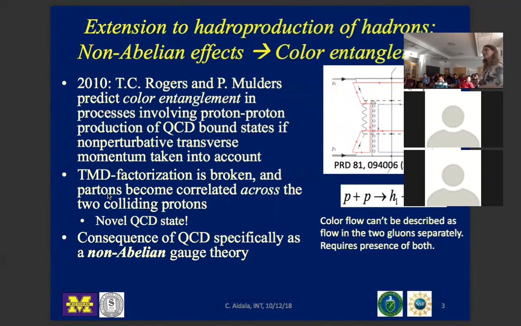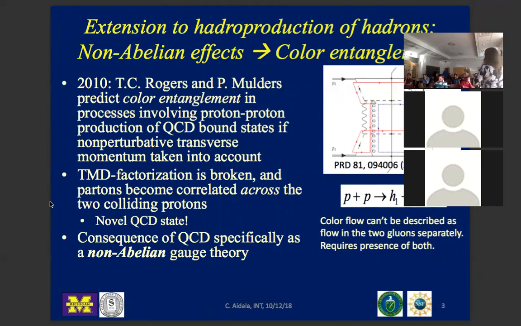So proton-proton production of QCD bound states, if you're taking into account that you're sensitive to some kind of non-perturbative transverse momentum scale, so you're in a TMD picture, TMD factorization is broken, and the partons become correlated across the two colliding protons. This really captured my imagination when it came out in 2010. I can think about this in a number of different ways.